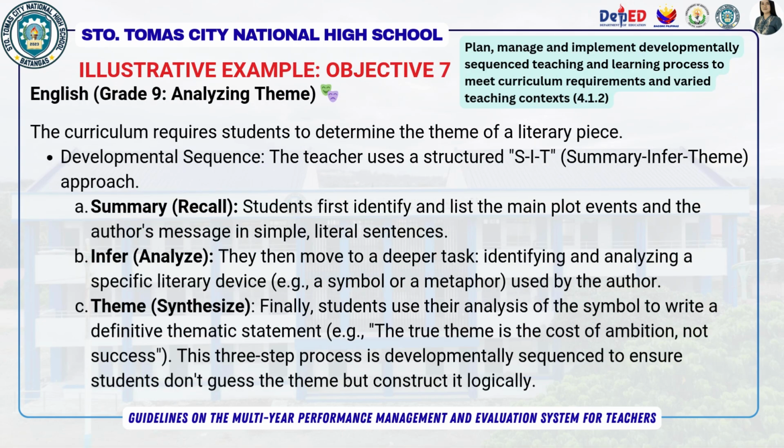The English Analyzing Theme lesson for Objective 7 uses a structured SIT, Summary, Infer, Theme, approach for developmental sequencing. Again, this is for Objective 7. Summary or recall: students list main plot events. In infer or analyze, the students identify and analyze a literary device such as symbol or metaphor. Then theme or synthesize: students use their analysis to write a definitive thematic statement. This three-step process ensures students construct the theme logically.